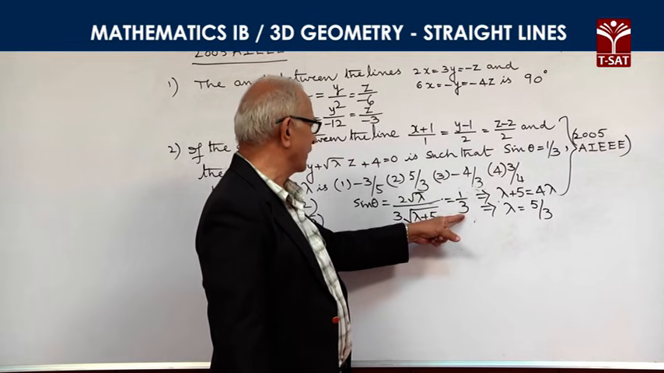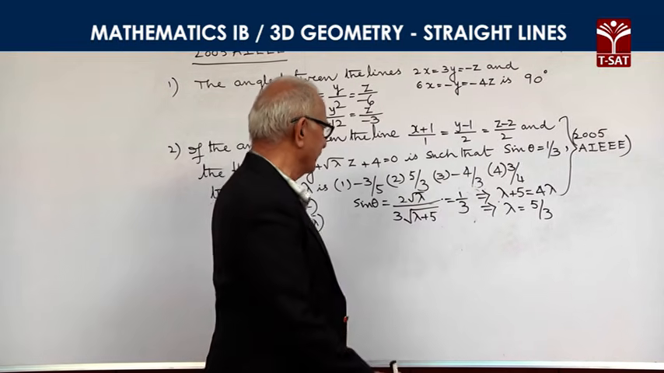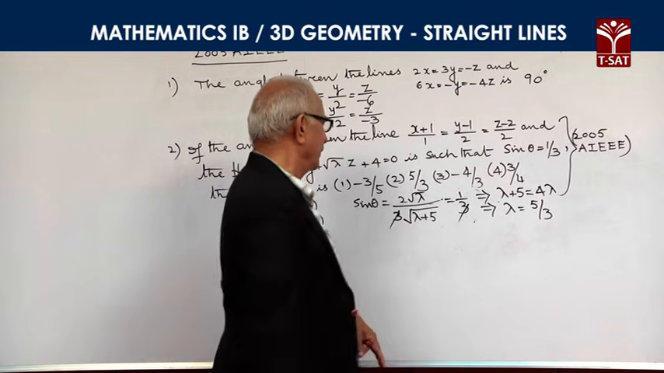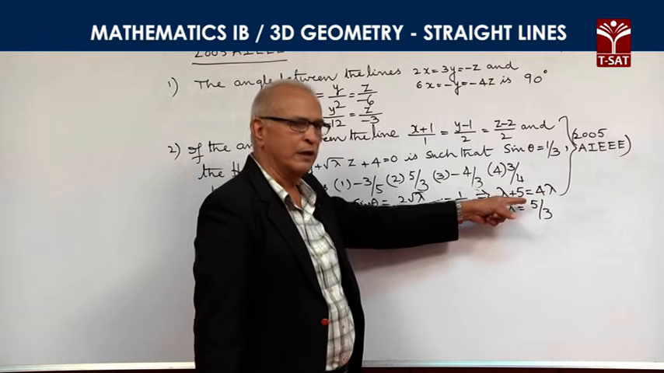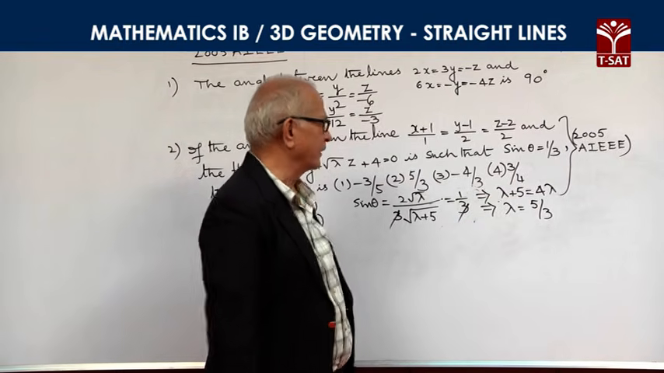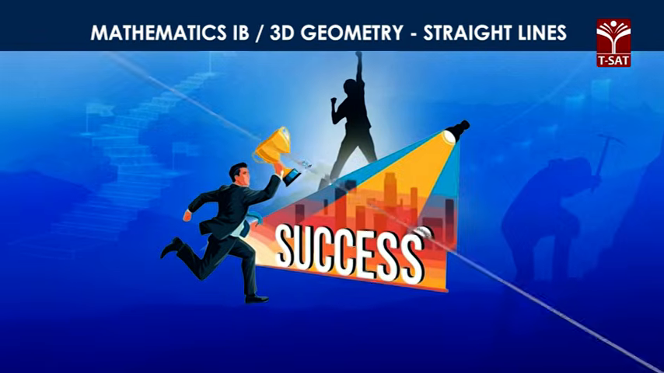By squaring both sides and also cancelling 3, you can cancel 3 here. You can see, by squaring both sides and cross multiplying, lambda plus 5 equal to 4 lambda, which gives lambda equal to 5 by 3. So that is of course option 2.